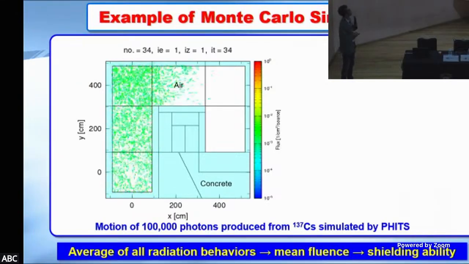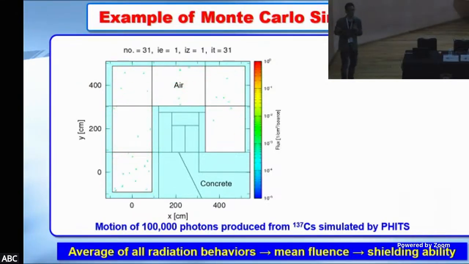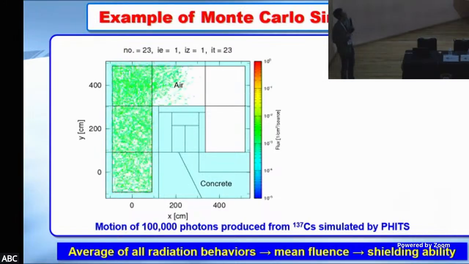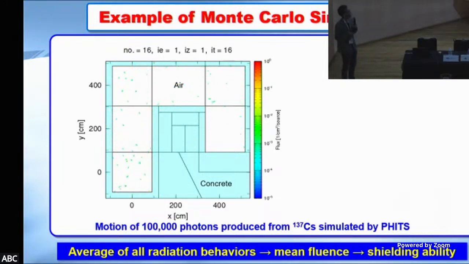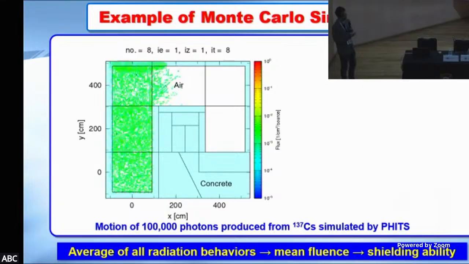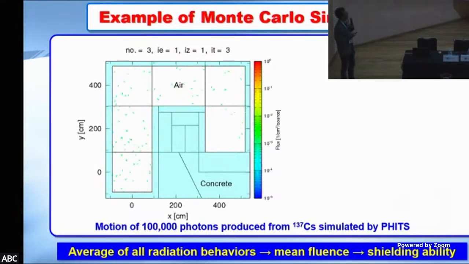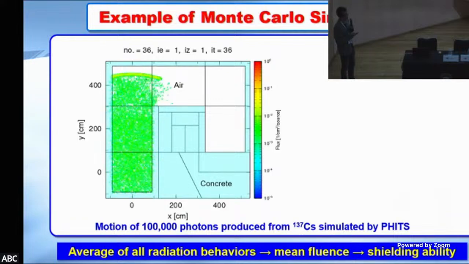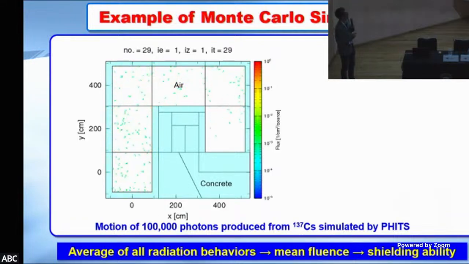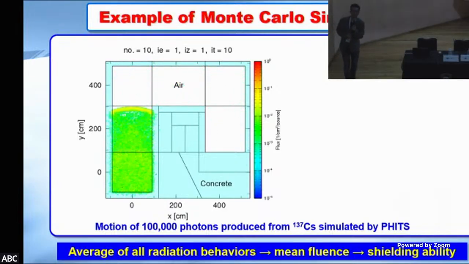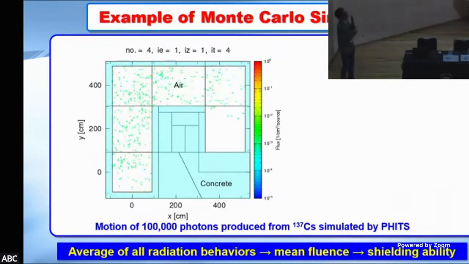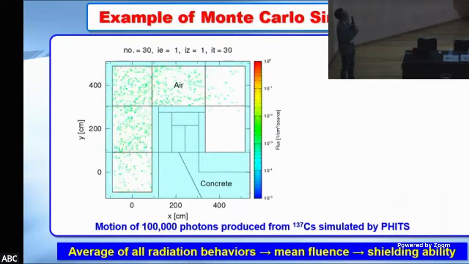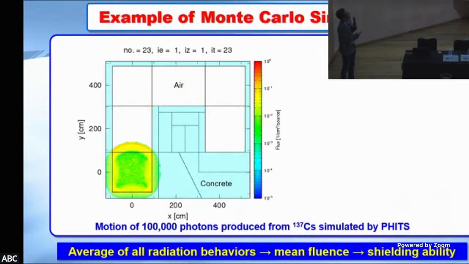It is much easier to show what a Monte Carlo simulation result is than to explain it. So this animation shows 100,000 photons produced from cesium-137. The blue area is concrete and the white area is air. Photons are a kind of light, so the concrete acts like a mirror. Some photons are reflected by the concrete and go to the downstream of the main structure.